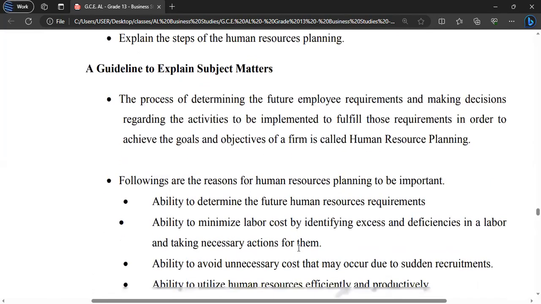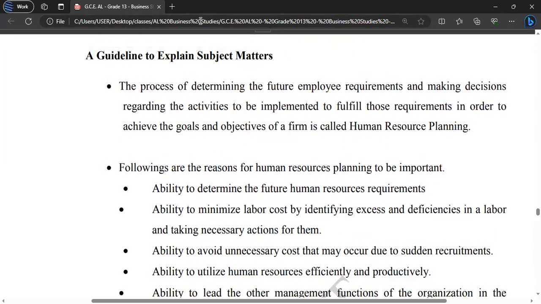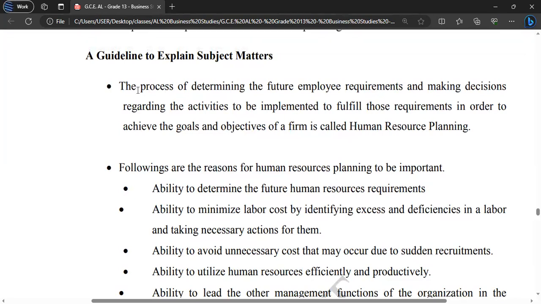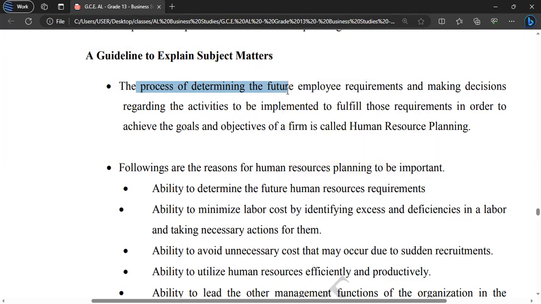Now let us discuss human resource planning. So what is human resource planning? The process of determining the future employee requirements, right? So in the future, how many employees will be required, and making decisions regarding the activities to be implemented to fulfill those requirements, in order to achieve the goals and objectives of a firm. That can be simply stated as human resource planning.